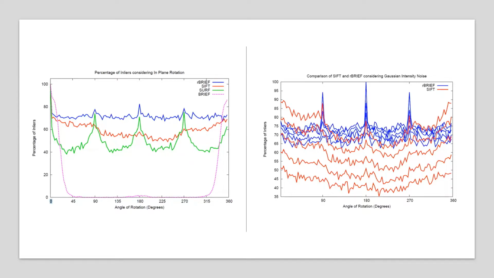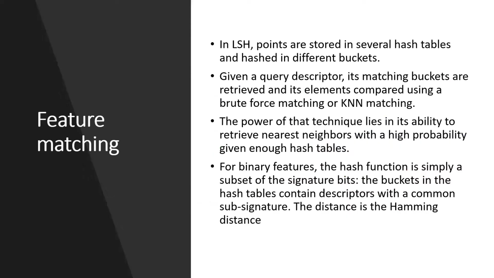We also made a comparison of SIFT and rBRIEF, considering Gaussian intensity noise added to the image. Though there is a lot of noise, both still try to predict the feature matching. SIFT is quite accurate and close to rBRIEF, but rBRIEF is still quite effective and stands first.